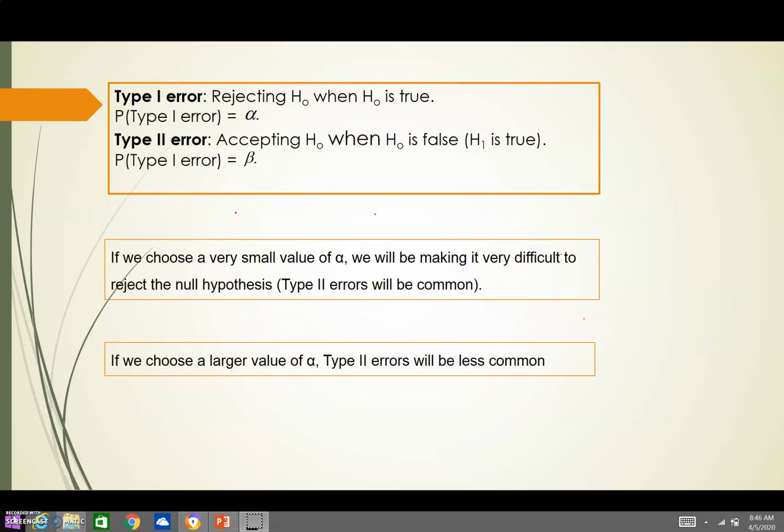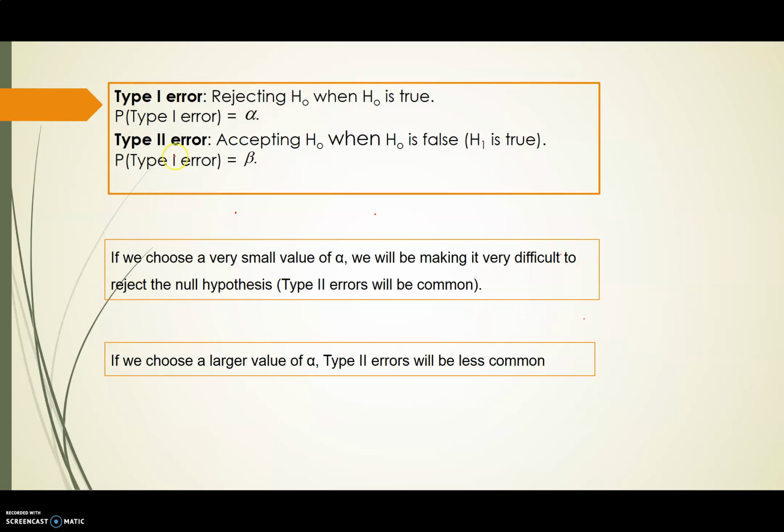Okay, next, let us refer to the types of errors. We have type 1 error and also type 2 error. So what is type 1 error? Type 1 error is rejecting H0 when H0 is true. The probability of making a type 1 error is alpha. While type 2 error is accepting H0 when H0 is false, or in other words, when H1 is true. The probability of making a type 2 error is beta.